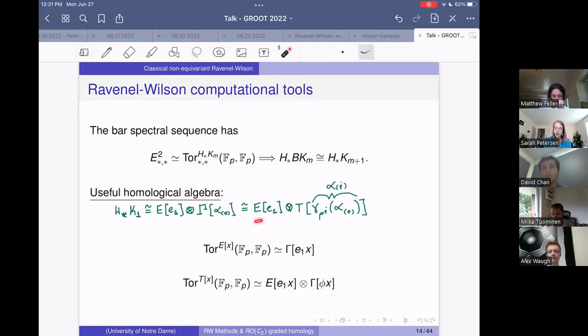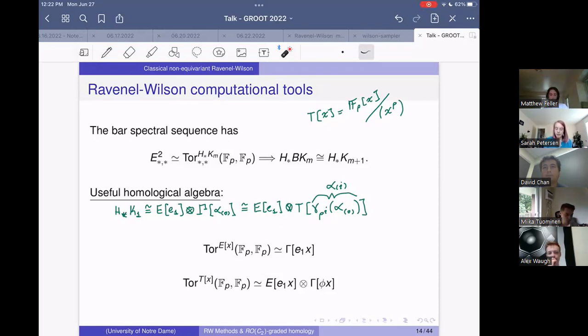So our homology of K1 is exterior and truncated polynomial, where truncated polynomial means T adjoin X is defined to be Fp adjoin X mod X to the P. So in the case that our prime is 2, this is simply an exterior algebra.